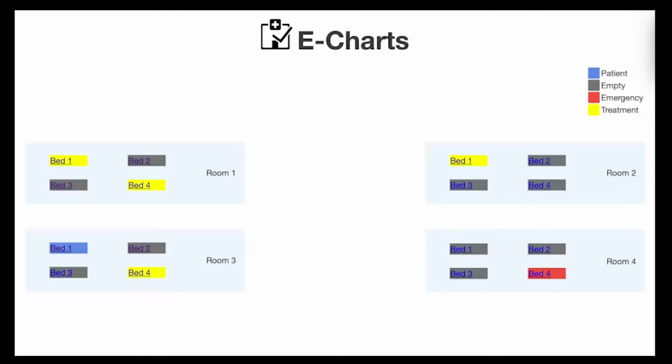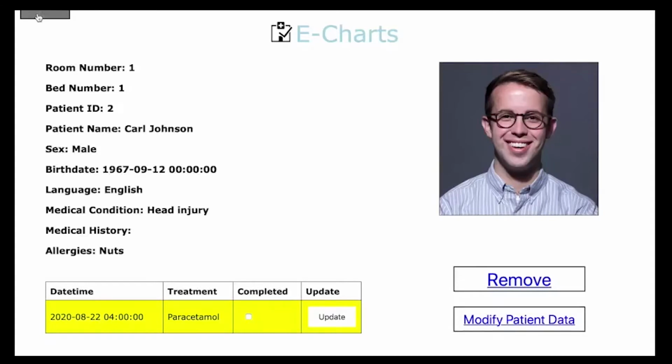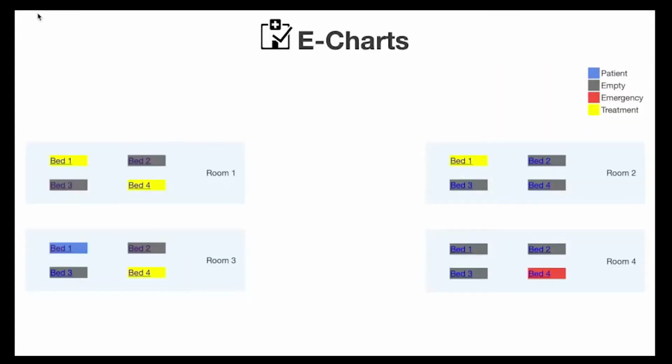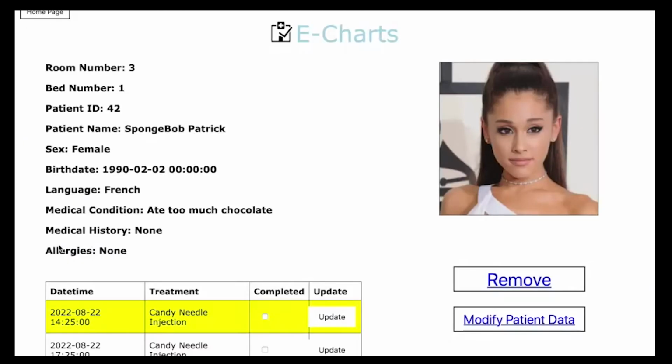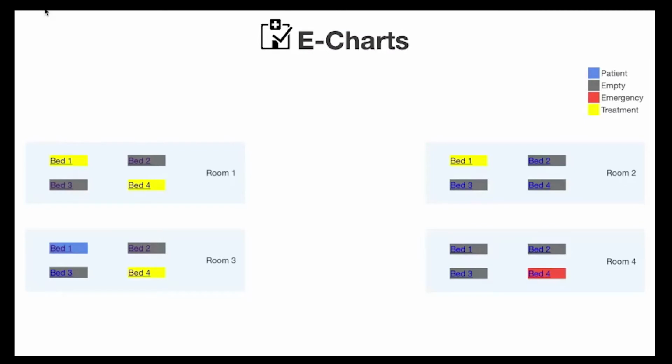We color-coded the beds based on the patient's need. Red represents that patient has pressed the emergency button. Yellow is for patients who require treatments or medication soon. And blue is for other occupied beds. Lastly, the empty beds are left to be gray.